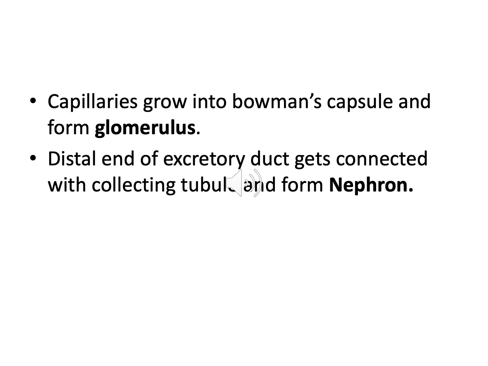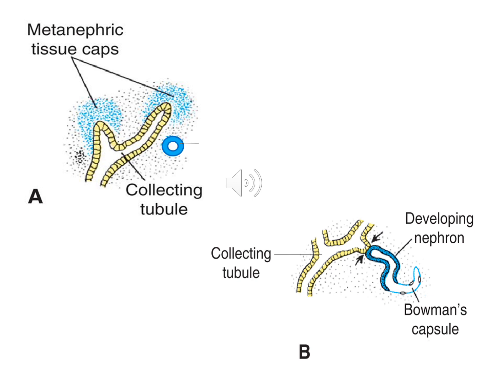Capillaries grow into the Bowman capsule and form the glomerulus, and the distal end of the excretory duct gets connected with the collecting tubule and forms a complete nephron. Now you can see the metanephric blastema involves the formation of the excretory system of the human definitive kidney.